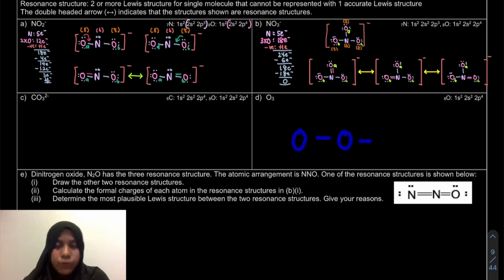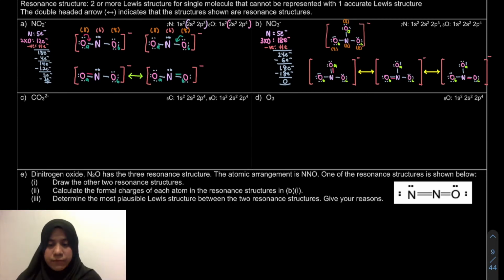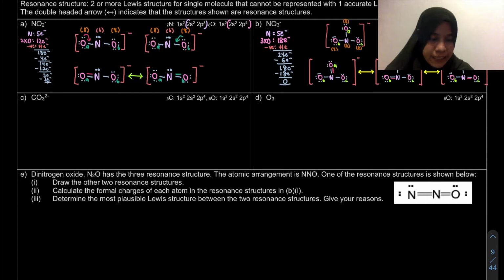This is actually our Lewis structure. Jadi, pastikanlah cukup, each oxygen must be octet. Okay, so that's for example C dengan D. Last but not least is example E. Example E ni sebenarnya soalan UPS, tapi kita akan discuss sama-sama.